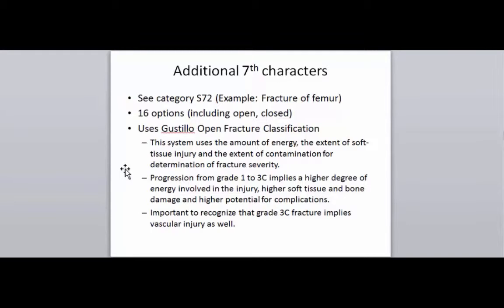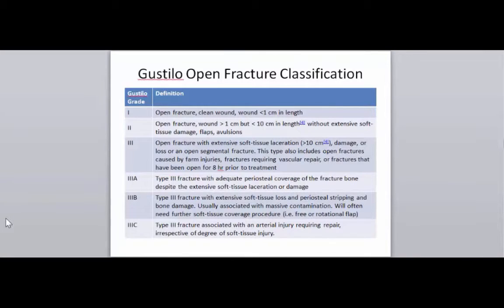It actually uses the amount of energy that caused that break, the extent of the soft tissue injury that accompanies that break, and how much it is contaminated because of coming through the skin. Anytime you have a progression from grade 1 to grade 3C in your classification, it implies a higher degree of energy is involved in the injury. Therefore, you've got more soft tissue and bone damage and a much higher potential for complications. And recognize that the grade 3C, which is your highest classification fracture, implies vascular or blood vessel injury as well. Very serious injuries. And here is the Gustilo.